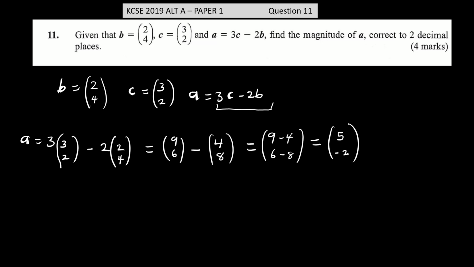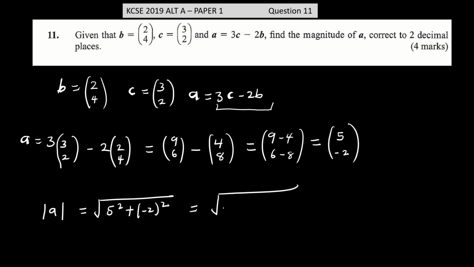So to find the magnitude of vector A, which is represented as A in two strokes, this is going to be equal to the square root of 5 squared plus negative 2 squared. To continue, this will be equal to the square root of 25 plus 4, and this is the square root of 29, which equals 5.39 correct to 2 decimal places.